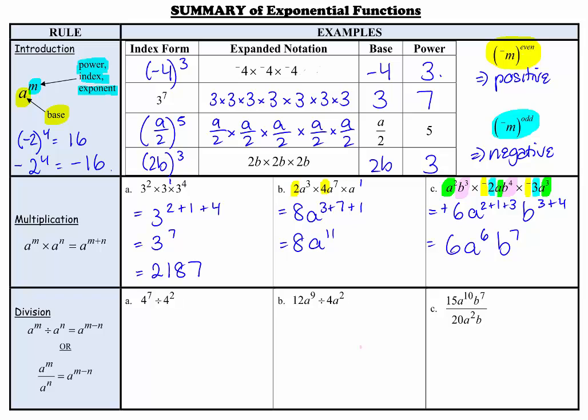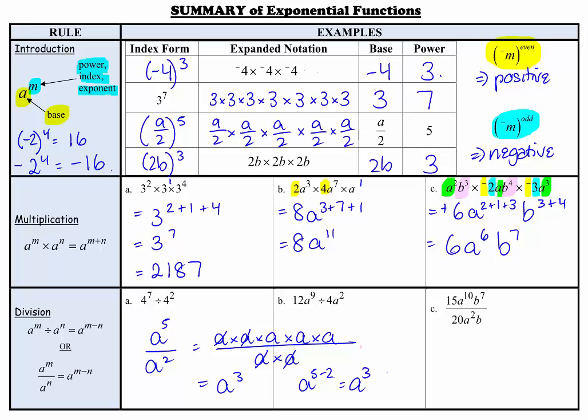Moving on to division, a to the m divided by a to the n, or I could write it as a to the m over a to the n, is a to the m minus n. And again, I'll show you why. If I have a to the 5 over a squared, that's a times a times a times a times a, all over a times a. These a's cancel, so I'm left with a cubed, or a to the 5 minus 2, which is a cubed. So that's where the rule is coming from.